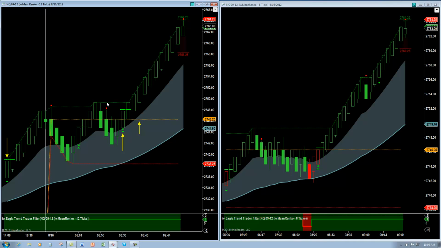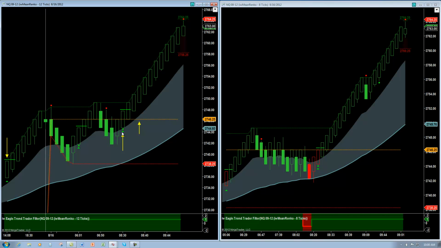All right, let's take a look at this first trade of the morning that showed up right around, looks like about 20 after 8 Mountain Standard Time. This is an ideal setup. We've got a nice green filter. The band is nice and wide. Soft edge is up on the top. We get our warning dot.